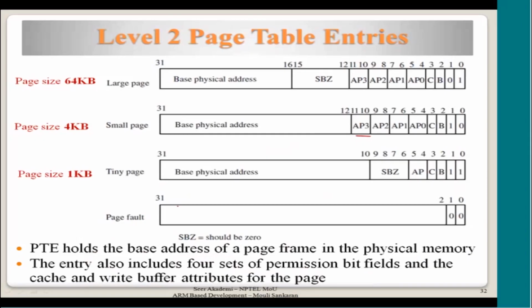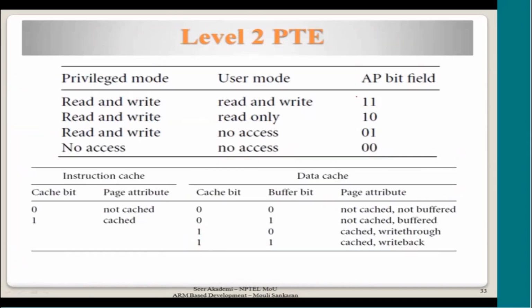So let us see that the access permission bits are similar to what we saw in the MPU: read, write, privilege mode, and then user mode. Different combinations can be there. And then the cache behavior and buffer behavior is a combination of these two bits. We say not cached or not buffered, not cached and buffered, and cached with write through. If it is cached, you have to say whether it is write through or write back. If it is not cached, we only have to say whether it is buffered or not buffered. That's all.